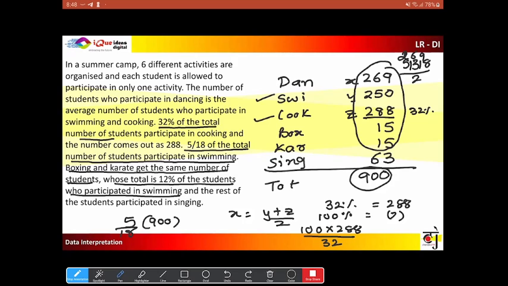So now we know the individual number of students, exact numbers participating in each of these events. We also have the total. Answering the question should be a piece of cake.